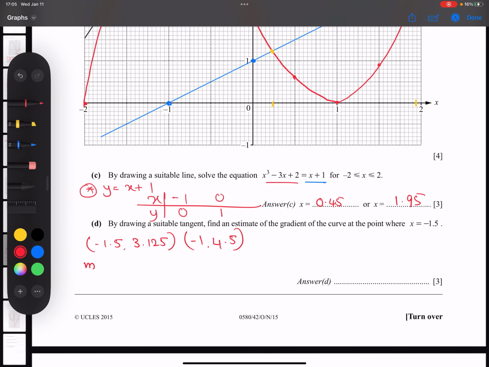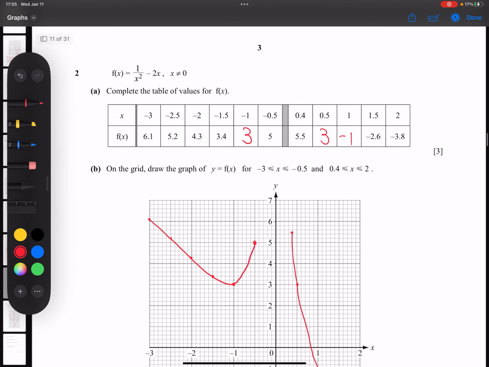Then you find the gradient, y2 minus y1, so 4.5 minus 3.125, over minus 1 minus negative 1.5. And then I'm just going to take my calculator. 4.5 minus 3.125 divided by negative 1 plus 1.5, because minus and minus are plus. And this is going to give me 2.75, and 2.75 is my answer for this question. Done.